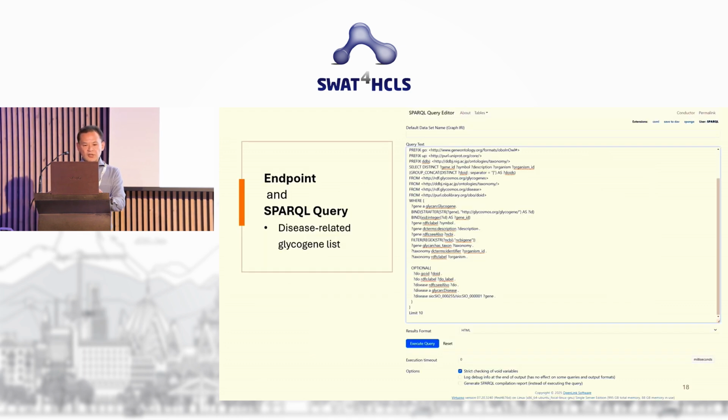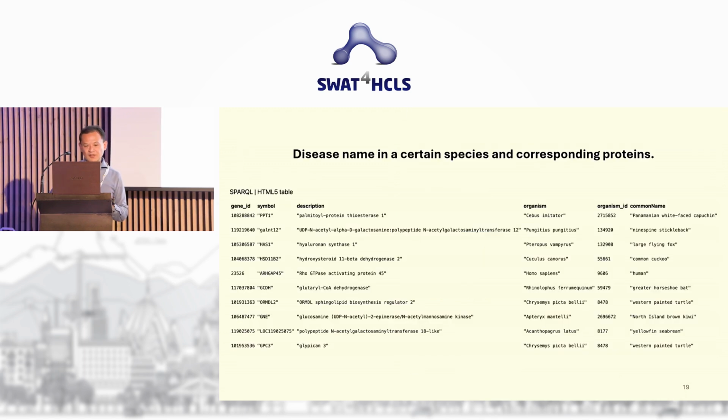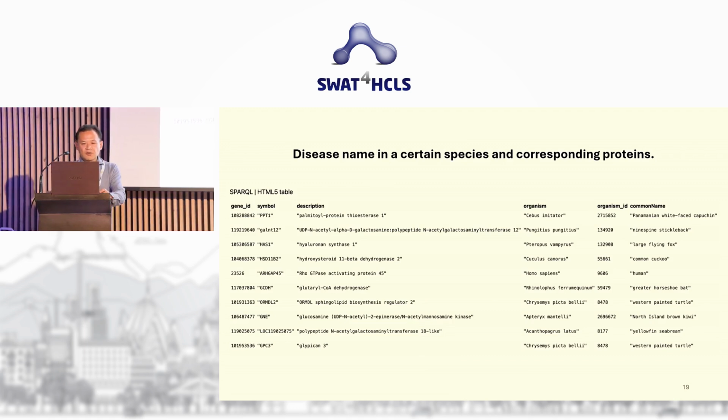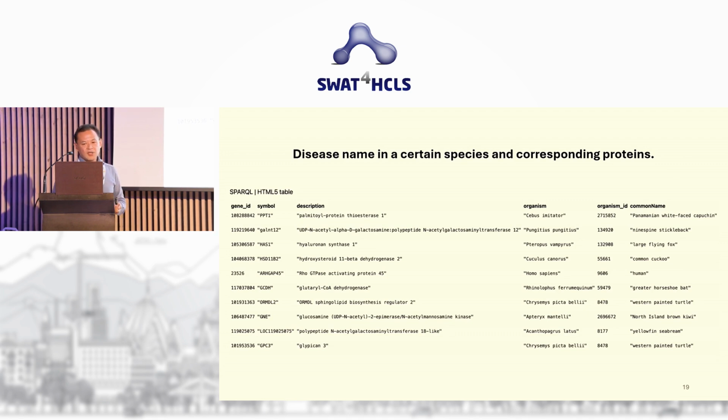And also this is an example of a SPARQL query. It is too small to read, so this is an example of the result. This is a disease name in a certain species and the corresponding proteins. This information you can get by using a SPARQL query, but not from the web page. So if you want this kind of specific query, you need to use SPARQL.